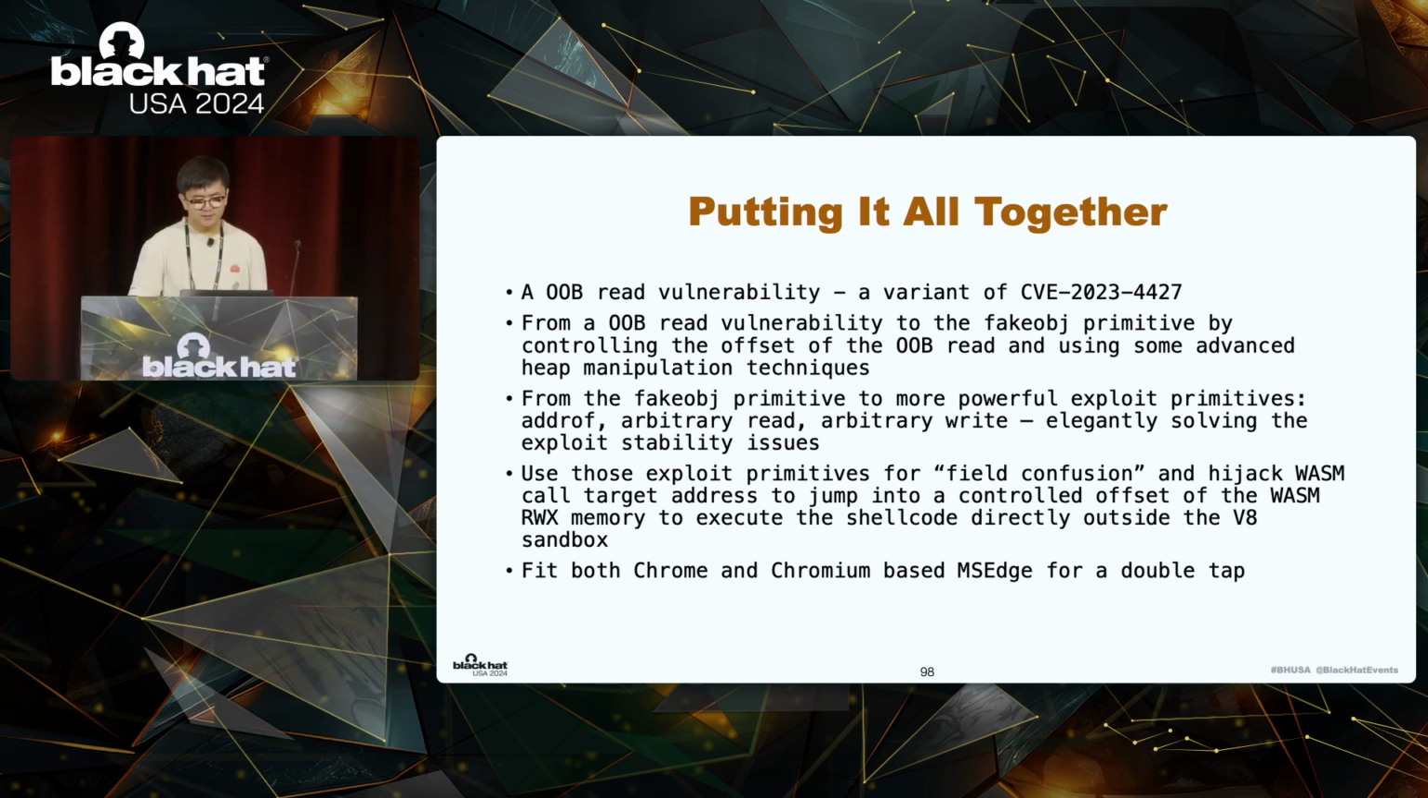Yeah, we have talked a lot. Let's wrap everything up right now. Firstly, we have an out-of-bounds read vulnerability, and we converted it to the fake object primitive, and further to more powerful exploit primitives with some advanced exploitation techniques. And then we use a new field confusion technique to hijack a WebAssembly call target address to escape the V8 Sandbox. And last, our exploit is robust and stable enough to work on both Chrome and Edge, although there are some differences between them, such as versions, the object addresses, etc.